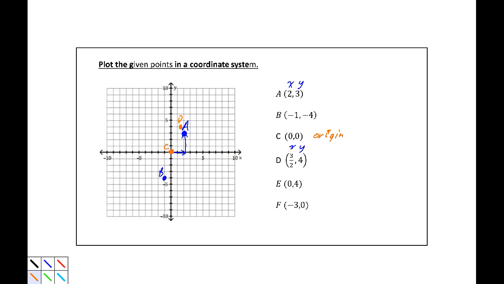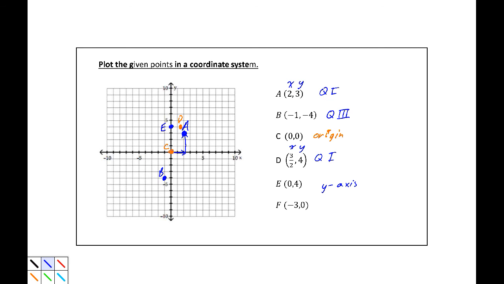Now we have the point E, which is 0, 4. So that would be 0 in the x direction. So we're actually going to be on this axis. So 0 in the x direction, and then 4 in the y direction. So it will be on the y-axis, right here. This is in quadrant 1. This one is also in quadrant 1. This one was in quadrant 3.